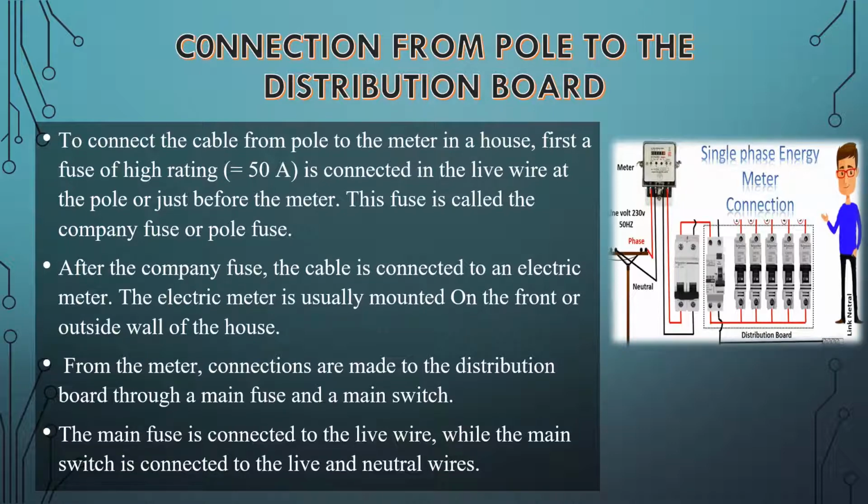From the meter, connections are made to the distribution board through a main fuse and a main switch. The main fuse is connected to the live wire, while the main switch is connected to the live and neutral wires.